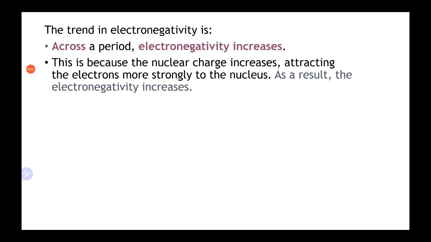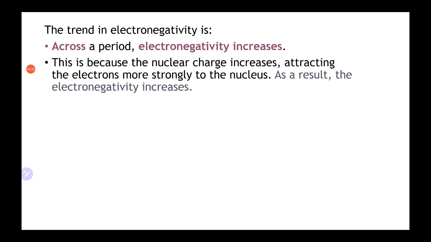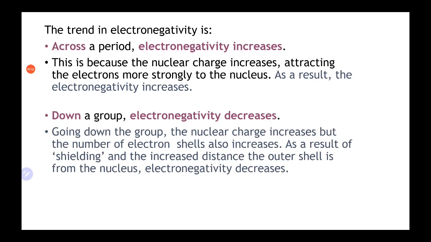So, just to summarise, across a period, electronegativity increases, the same thing all the time, because your nuclear charge is increasing. Down a group, electronegativity decreases because of your increased number of electron shells and that shielding effect. Whenever you're doing explanations on these questions, you're talking about the shielding effect and what effect that is going to have on that particular trend. We'll stop there just now, and after this we'll try some questions on this before we move on to the next topic, which is bonding.